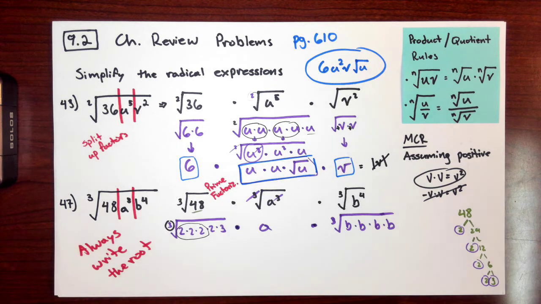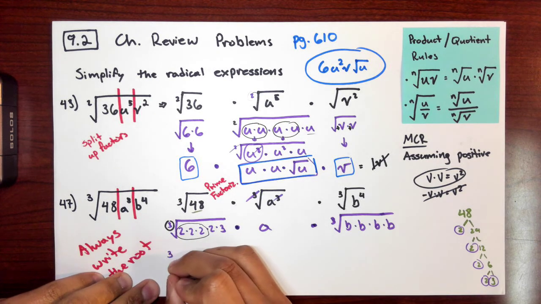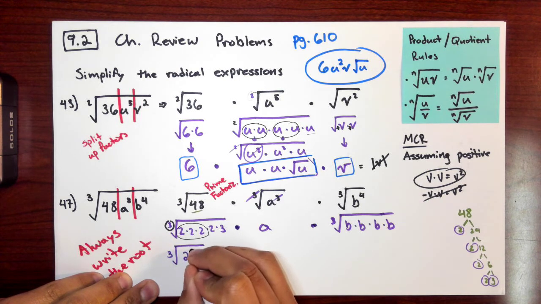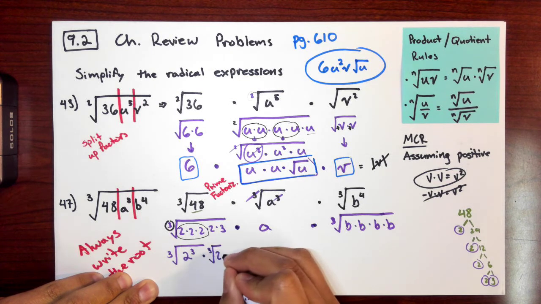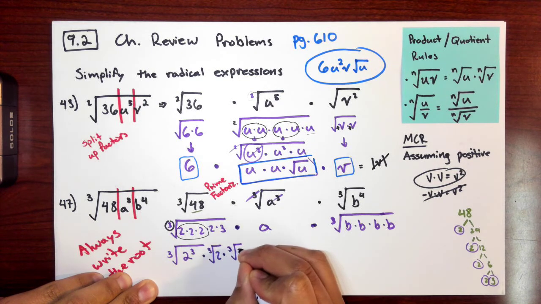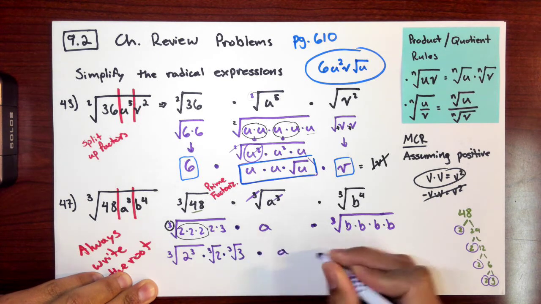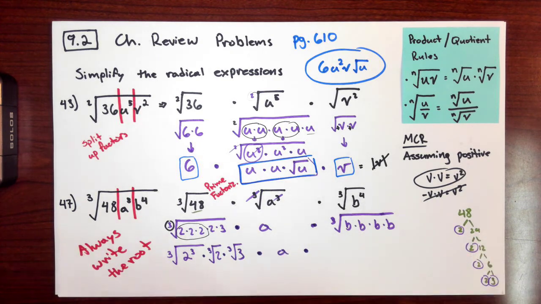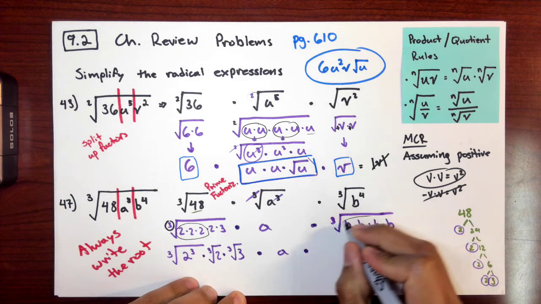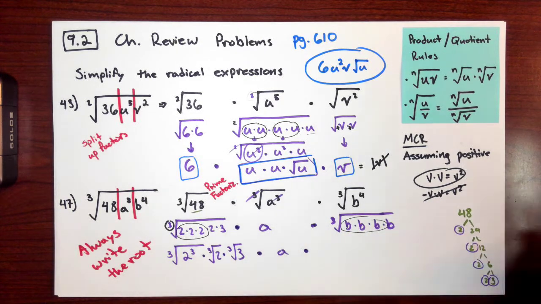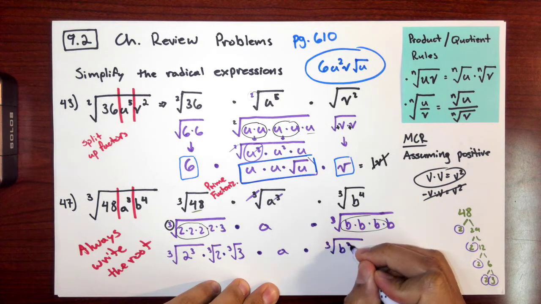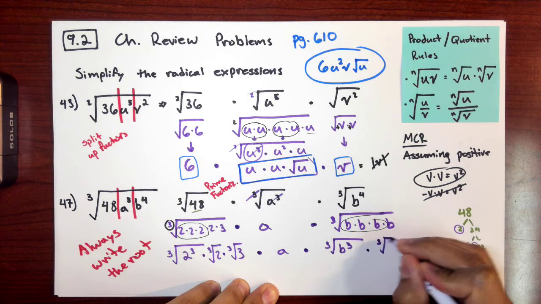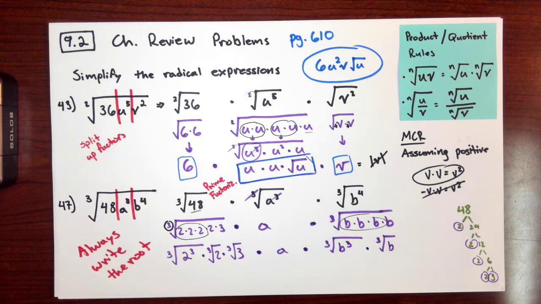Okay? So when we rewrite this, we're going to write it as the cube root of 2 cubed, which we know what that will be, times the cube root of 2 times the cube root of 3 times a times, and then same exact thing here. Let's find the groups of 3. Here we found that group of 3. The b is left by itself over there. So here we have the cube root of b cubed times the cube root of b. Okay, let's simplify. We can simplify further. We're almost done.